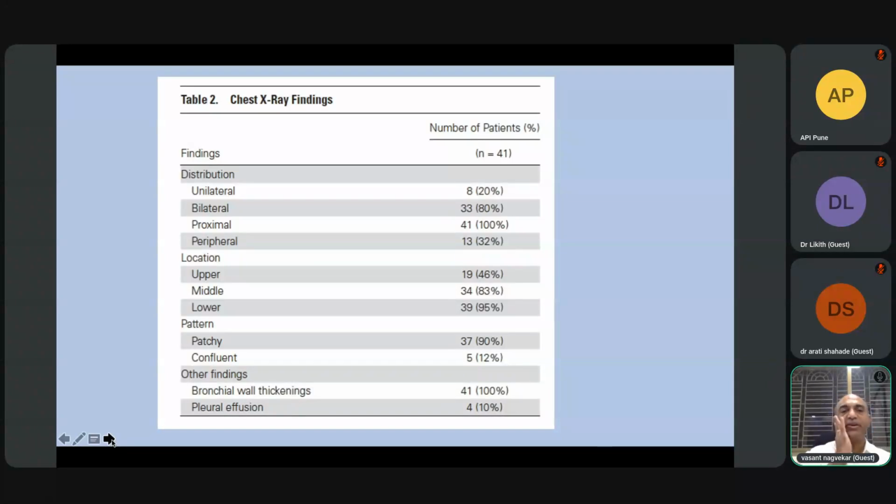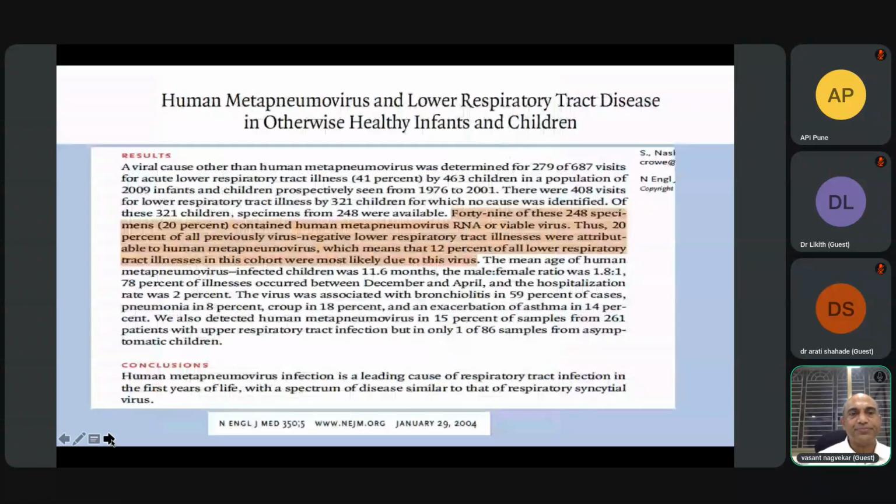So the specific features are that it has bilateral, proximal involvement, a predilection over the lower lobes, and also bronchial wall thickening. These are a few of the features which we see in human metapneumovirus and also with respiratory syncytial virus.